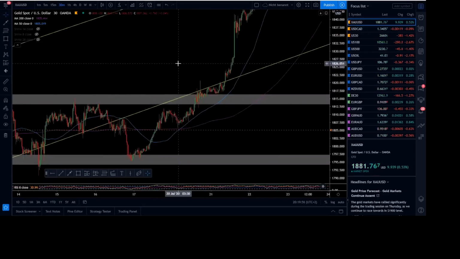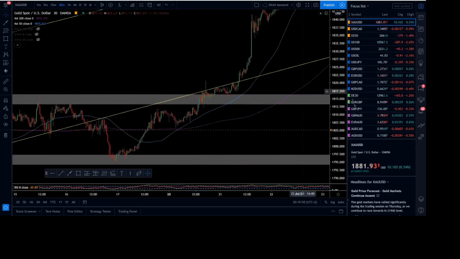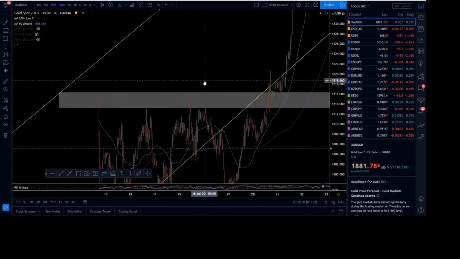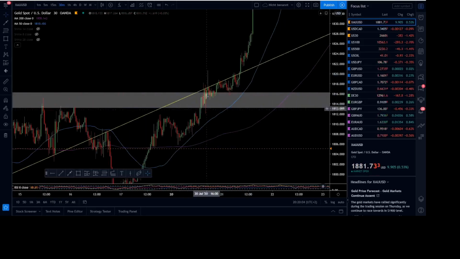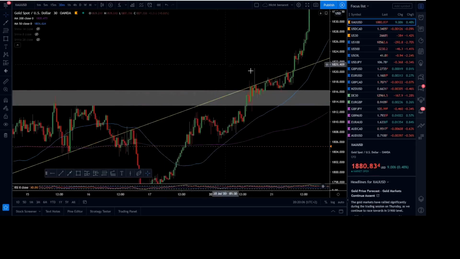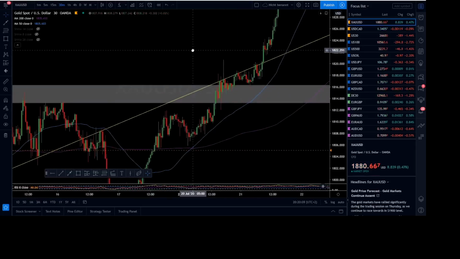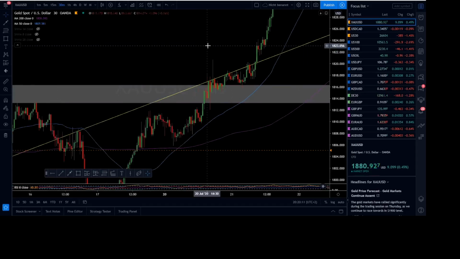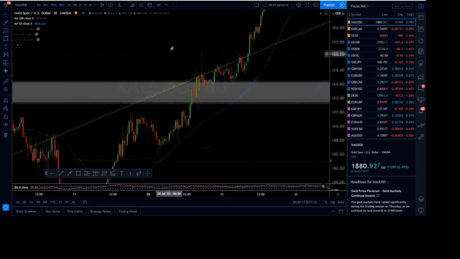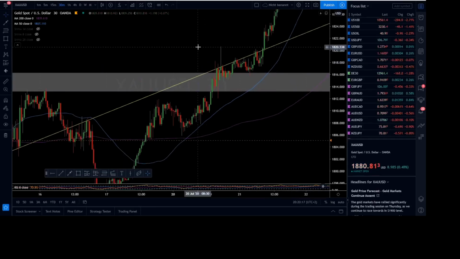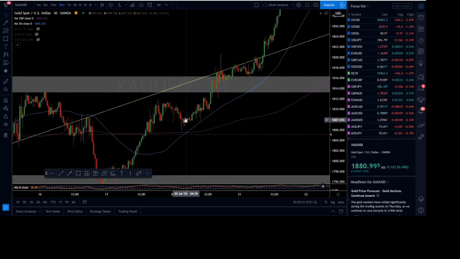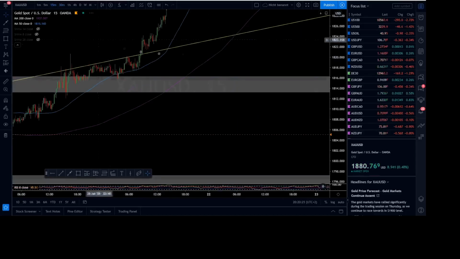So we have this channel over here. This channel got broken clearly. And then all we need to do is find a nice entry and then try to let it run. This is all we do with breakout trades. And stop losses, we should put below the structure that we can see on the smaller time frames. We can go to maybe the 15-minute chart as well.